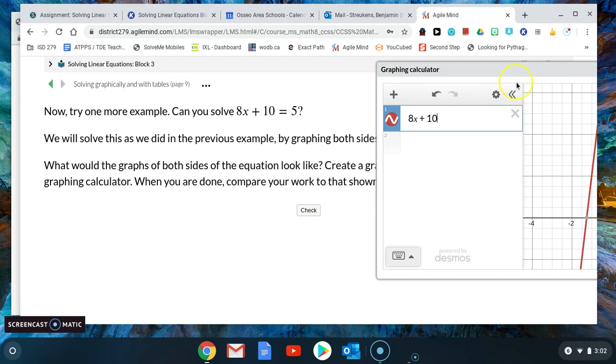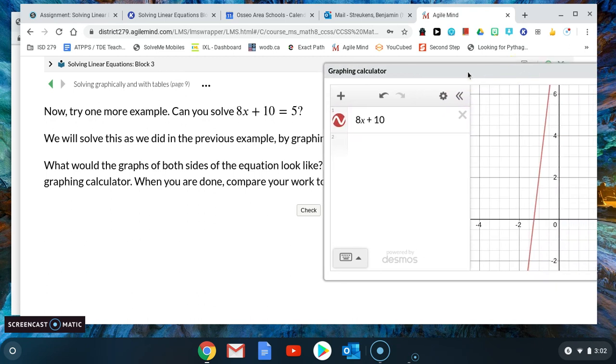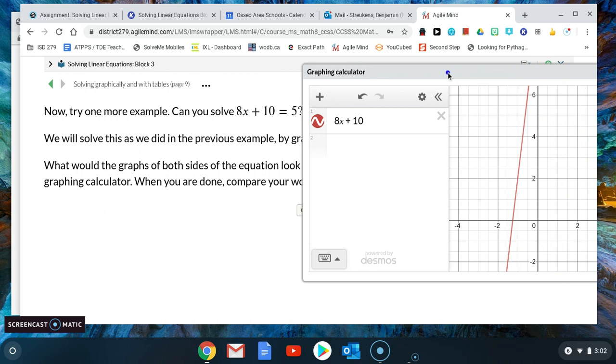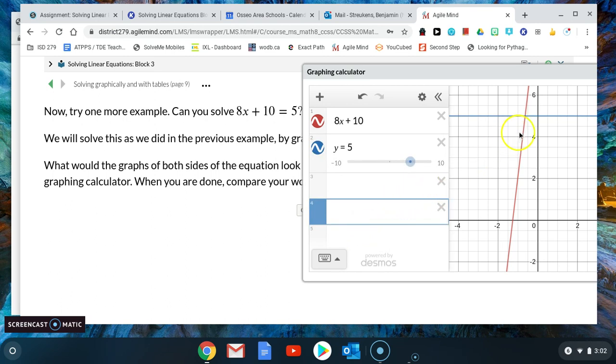So I'll put in 8x plus 10. That's going to give me a line. Now the other side of this equation is a little bit different. There's actually no x on the other side of the equation. All there is, is 5. So if I just put in 5, I know that y equals 5. That's going to give me a line that goes straight across here.